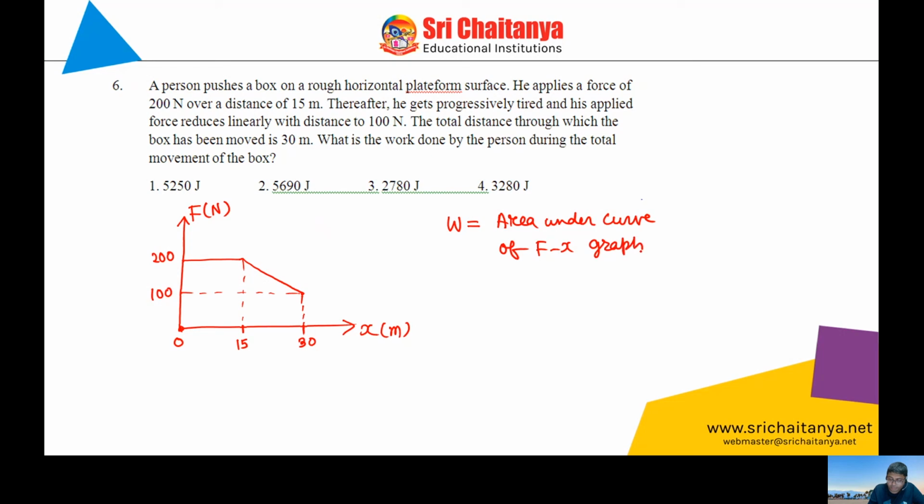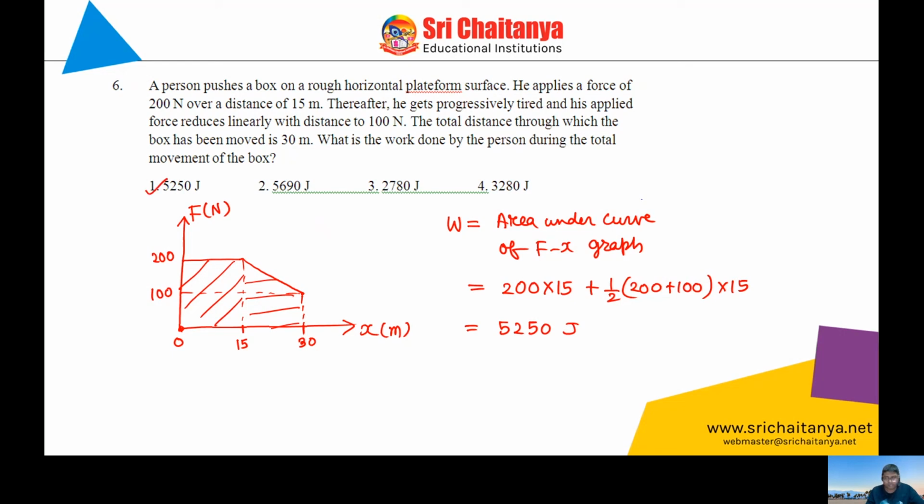And that is very easy to find out. You can find the area of this rectangle here and the area of this trapezium over here. The area of this rectangle will be simply 200 as its height and 15 as its width, and the area of the trapezium would be half into the sum of parallel sides, which is 200 plus 100, into its height, which is again 15 meters. So solving this, you will simply get 5250 joules. Okay, and that is option 1. So that was question number 6.